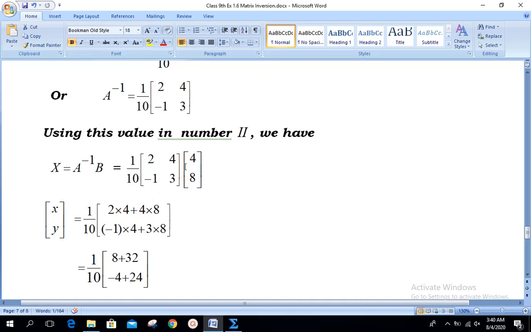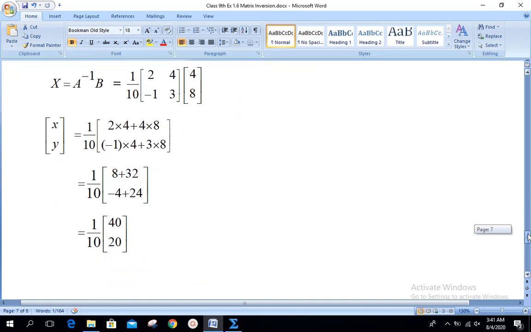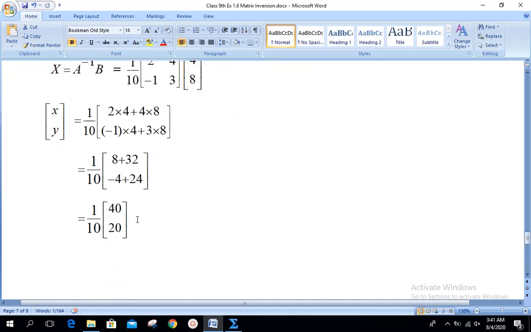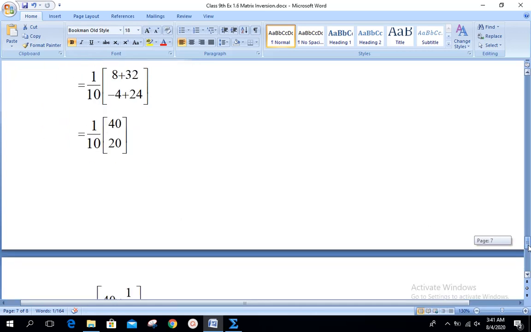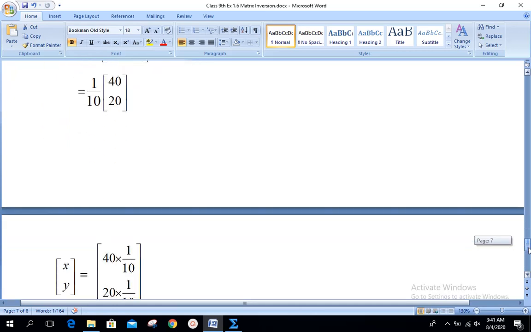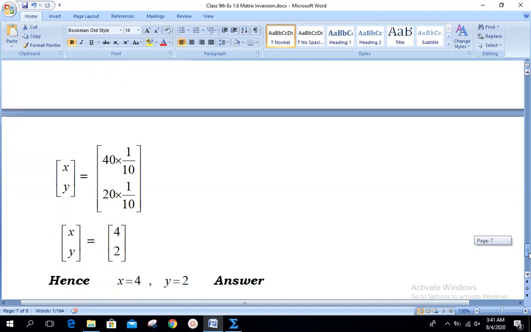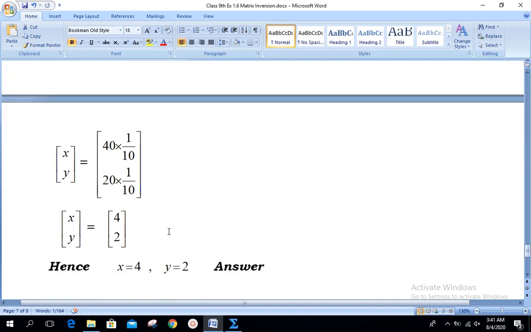So finally make the calculation. We reach 8 plus 32 and minus 4 plus 24. Making the simplifications, we get 1 over 10 into column matrix 40, 20. Now what we will do, we will introduce 1 over 10 inside. We will obtain 40 into 1 over 10 and 20 into 1 over 10. Cancellation will give us 4, 2, that is column matrix x y is equal to column matrix 4, 2. This implies x is equal to 4 and y is equal to 2.